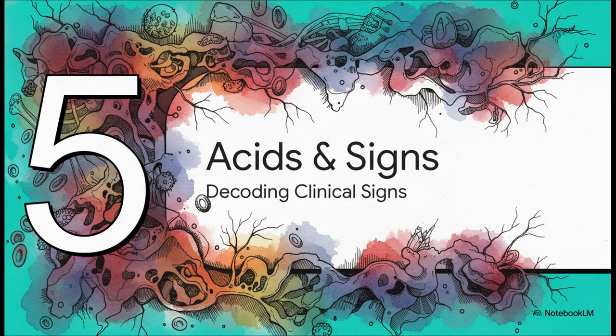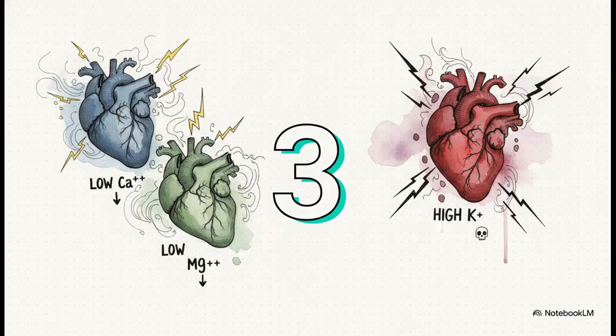Finally, we reach Section 5, Acids and Clinical Signs. Let's look at the aftermath of how destructive acids ravage the body's baseline chemistry. These aren't just skin burns. They leave highly specific clinical clues in the blood that we have to decode.